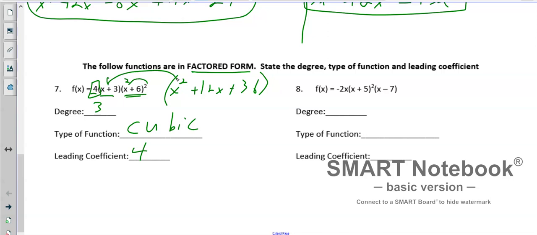Okay, number 8. Again, this is going to make that x squared. Then we have x to the 1, x to the 1, so that's going to be 4, which makes this a quartic, like quarter, 4 quarters in a dollar. And the lead coefficient is this negative 2 right here.